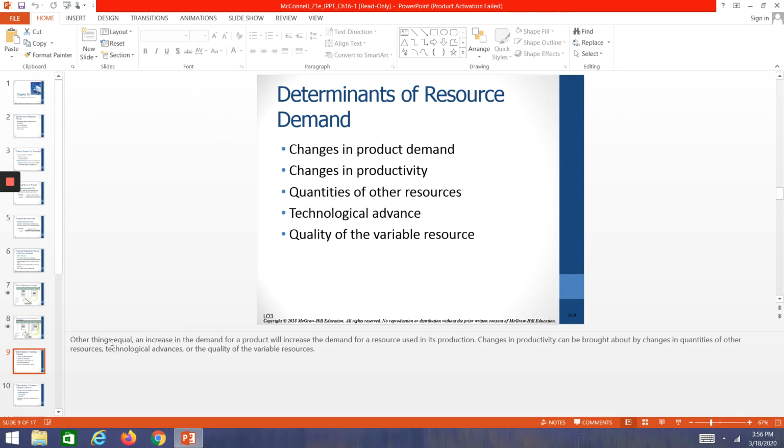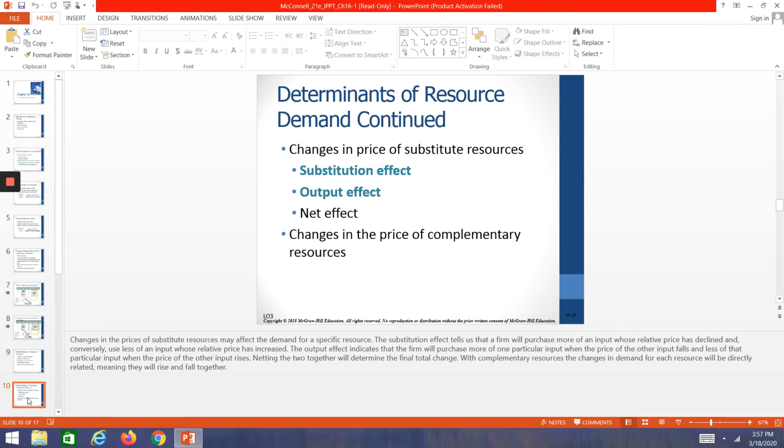So let's see some other things that are important. Changes in the price of substitute resources. Remember with substitutes from chapter 3, decrease in the price of one might decrease demand for the other. But that's not always the case with labor. Now I hear a lot of people say, oh, we shouldn't use those auto checkouts at Walmart because somebody doesn't have a job now.